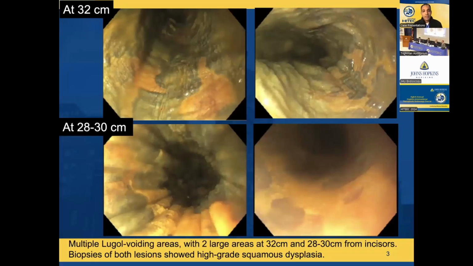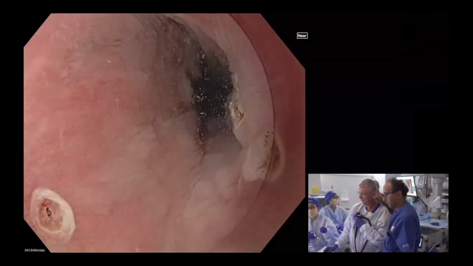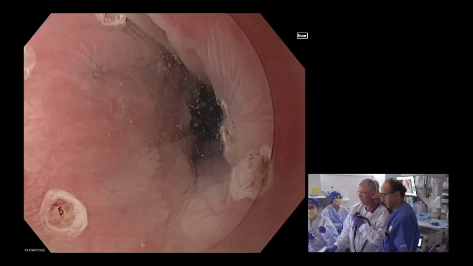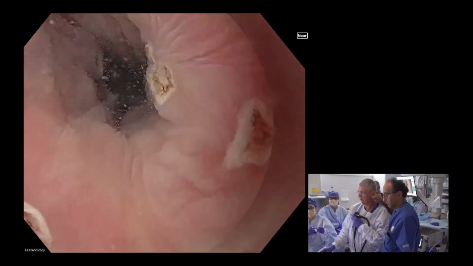Multiple local voiding areas, with two large areas seen at 32 and another area between 28 and 30 centimeters from the incisors. Biopsies from both lesions showed high-grade squamous dysplasia, and he's here today for an EGD with endoscopic submucosal dissection. To find the lesion and to mark the extent of the resection.